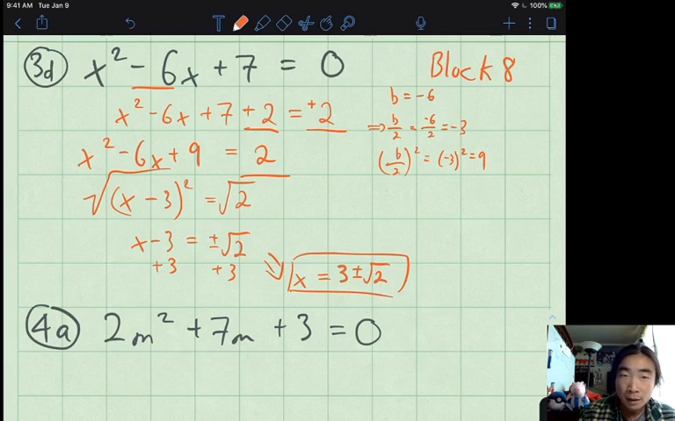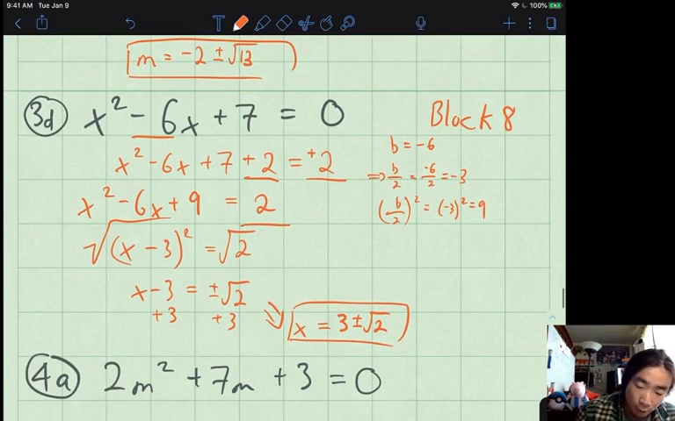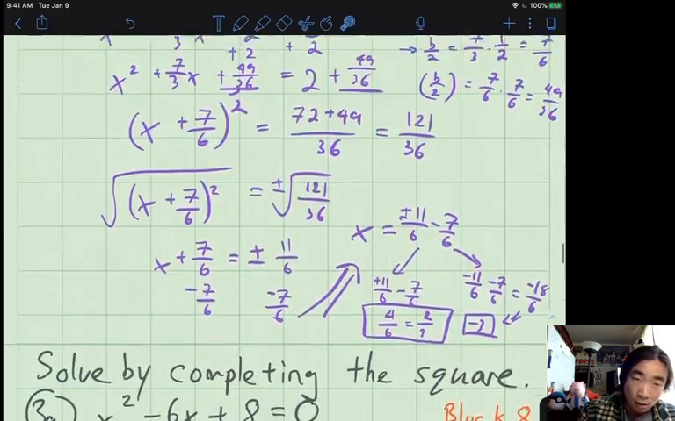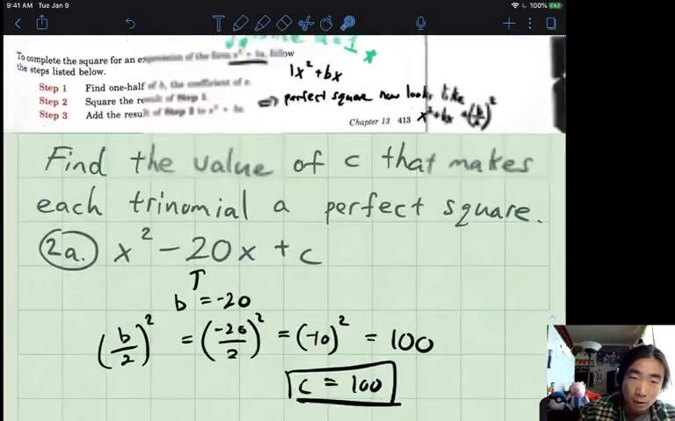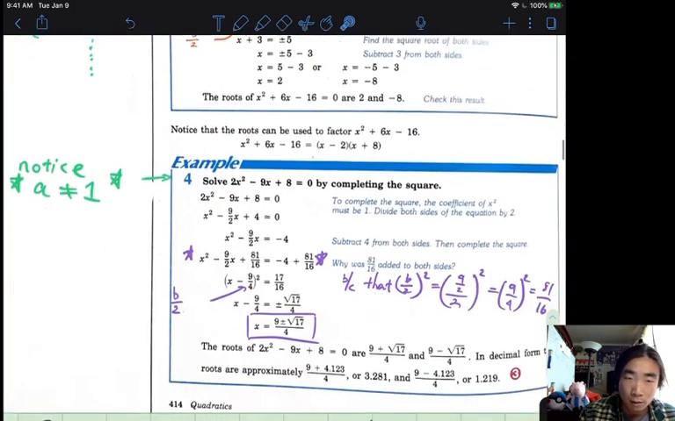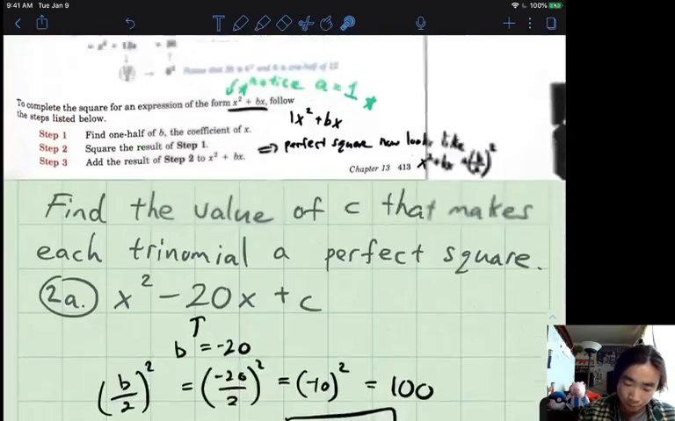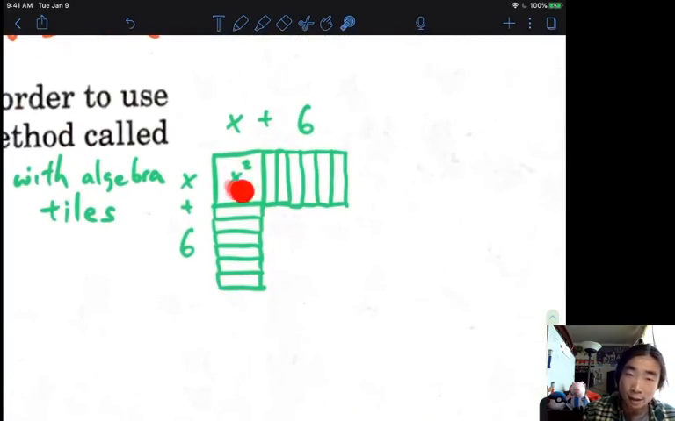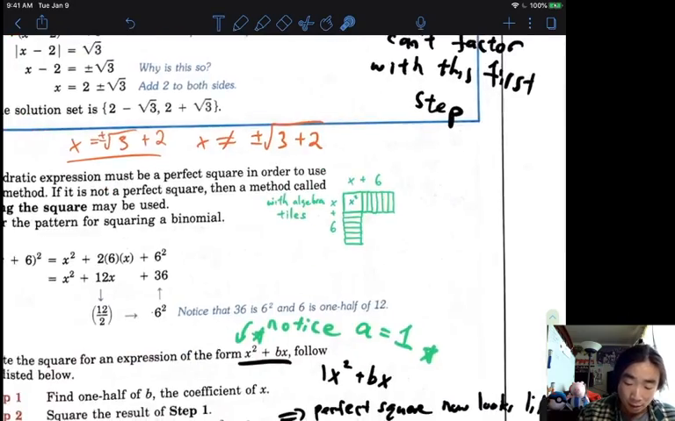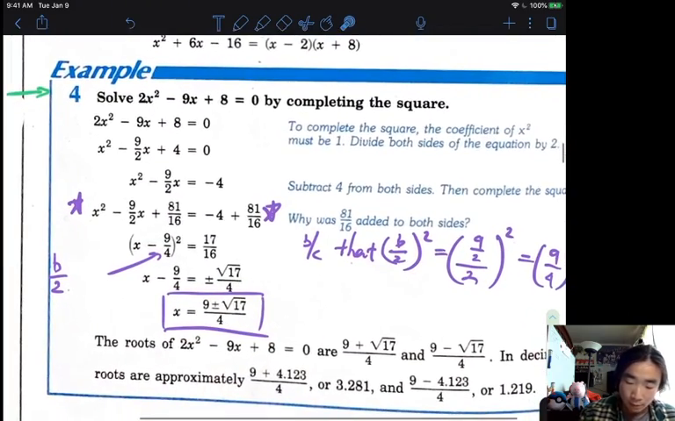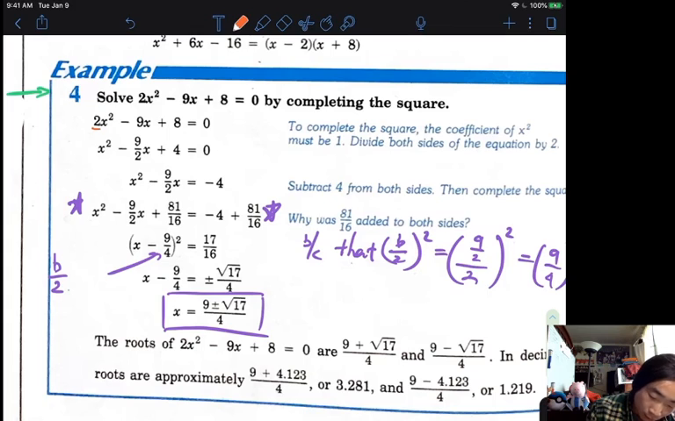All right. So notice in these 4 examples that I worked through, a was all equal to 1. Okay, there's nothing out here. That's why they have this next example in number 4 from page 114. Okay, when a is not 1, we can't apply that perfect square idea because the picture that we drew over here, notice there's just one x tile. That really matters. So in order to make it a 1x tile, notice their first step is dividing everything by 2.